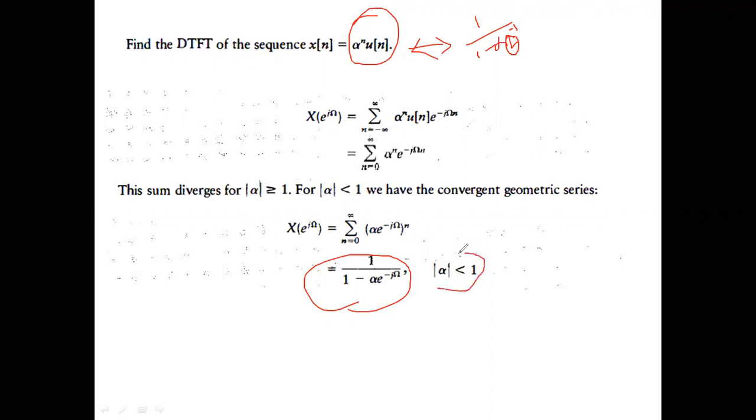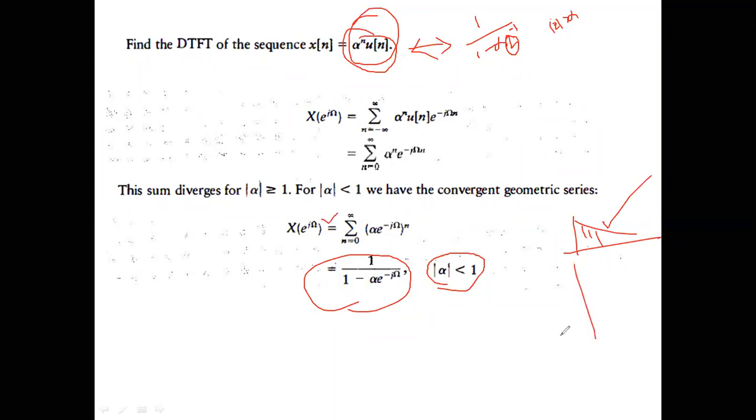There is one more thing worth mentioning. We remember this was existing only for magnitude z greater than alpha, right? Magnitude z greater than alpha. Or this thing, alpha to the power n, is stable for what value? See, if say alpha is equal to 0.5, then 0.5 to the power 0, 0.5 to the power 1, 0.5 to the power 2 and so on. So it becomes a decaying exponential. For this kind of signals only, the DTFT exists.